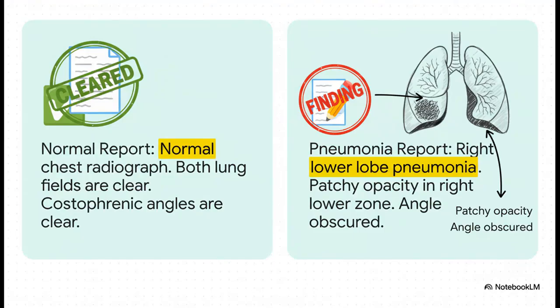And just look at the difference here. A normal report is pretty straightforward, right? Lungs are clear. But for our patient, the report takes our findings and uses that precise language. That white shadow we saw, that's a patchy opacity. That blurred corner, that's the right costophrenic angle obscured. It all comes together to support that final, confident diagnosis. That is the power of the system from start to finish.